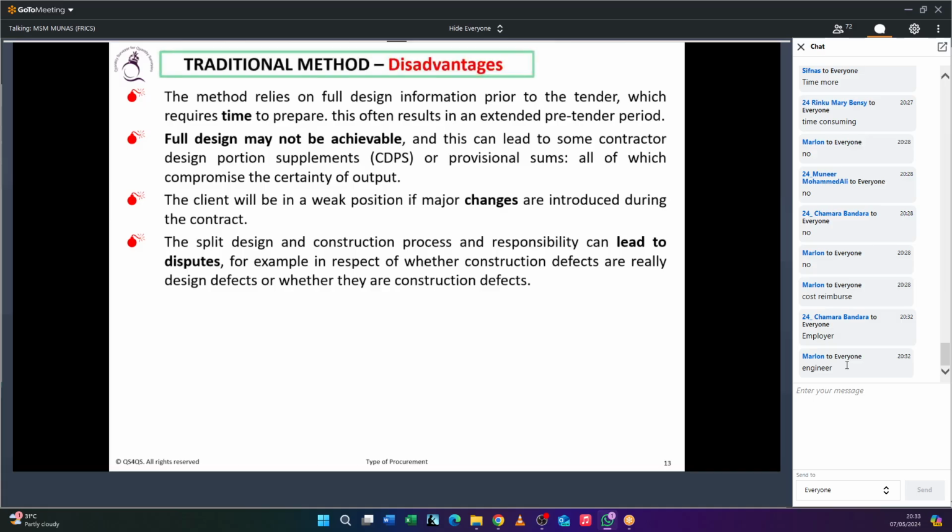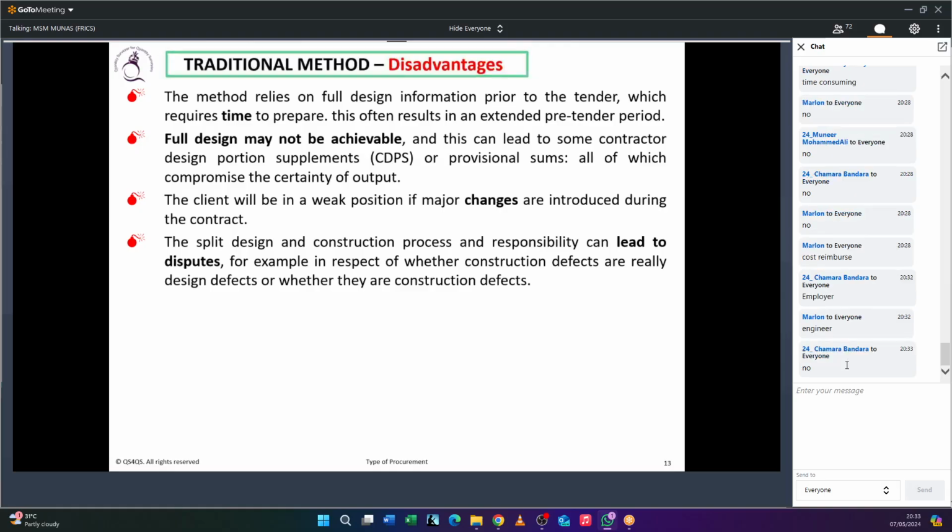Now the designer will say, no, my design is perfect, there is some problem with the construction. The contractor will say, no, I did the construction based on your design only, so there's a problem with the design. So they will blame each other. So is there any single point of responsibility here? Who can bear the responsibility for design and construction? No, that is missing here.